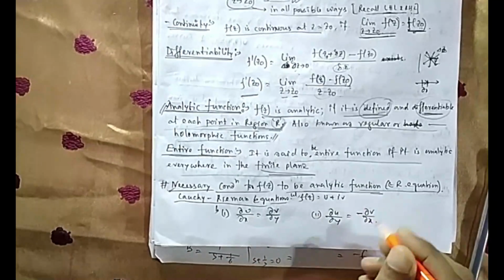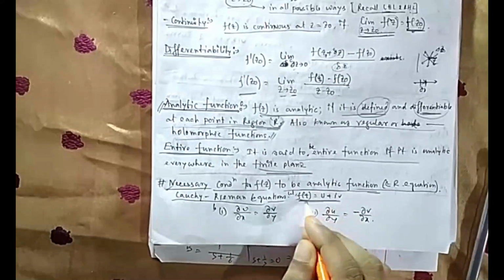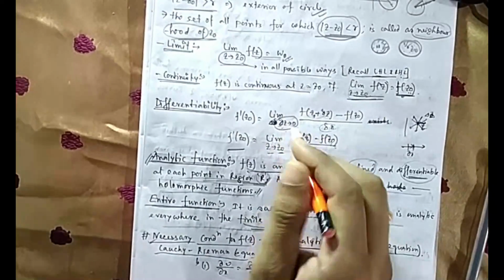Now next, what is the necessary condition for f(z) to be an analytic function? Analytic means differentiable. So if you are differentiating, you can see from the differentiation definition I told you that delta z can move anywhere. Any route you can take.